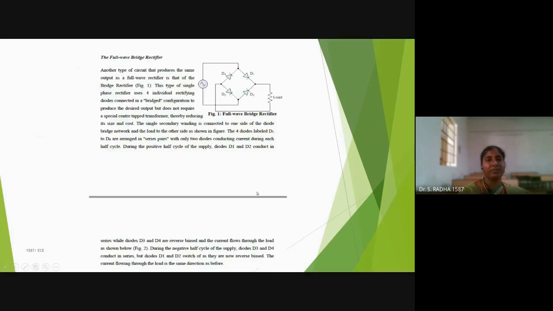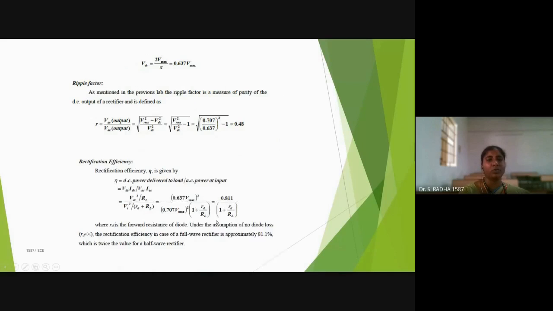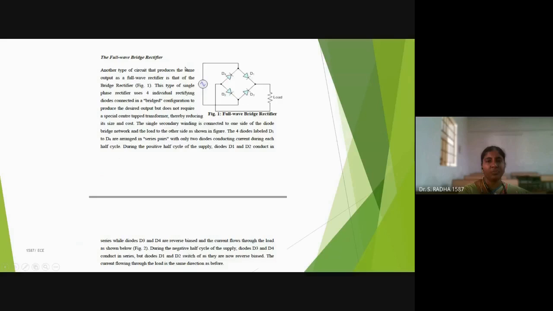And repeatedly the waveform comes. This is the long theory, how it works and all, you can go through it. The calculations, I told you, rectifier will convert AC type of signal to DC type of signal. So AC means alternating current, DC means direct current. And the formula for finding the DC output side.